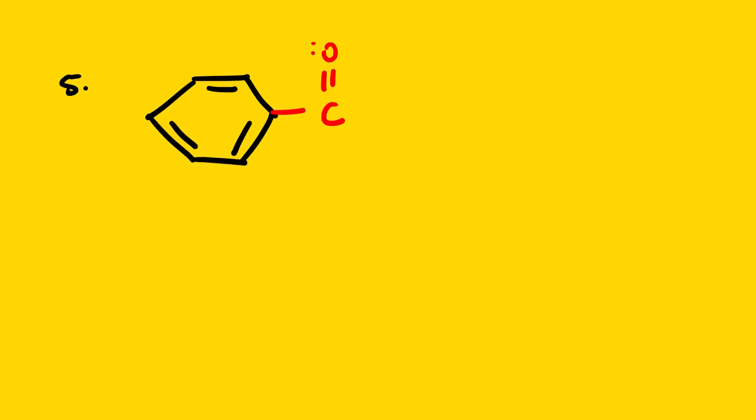Then we also have aromatic or cyclic carboxylic acids, which is something like this. You can clearly see that this is a carboxylic acid and then this is a benzene ring. So the name for this will be benzoic acid.